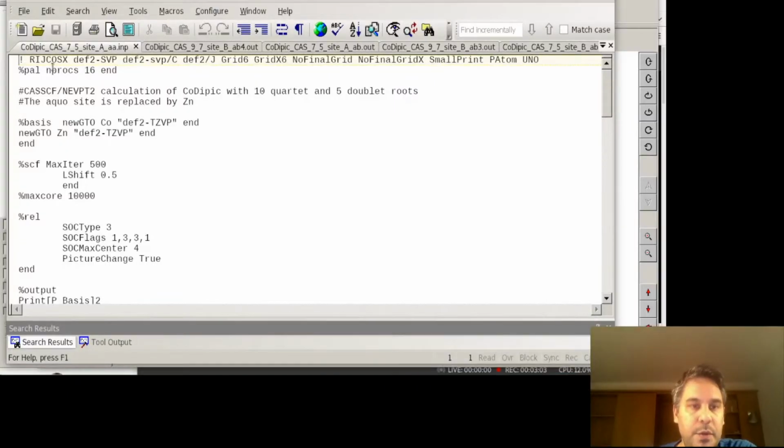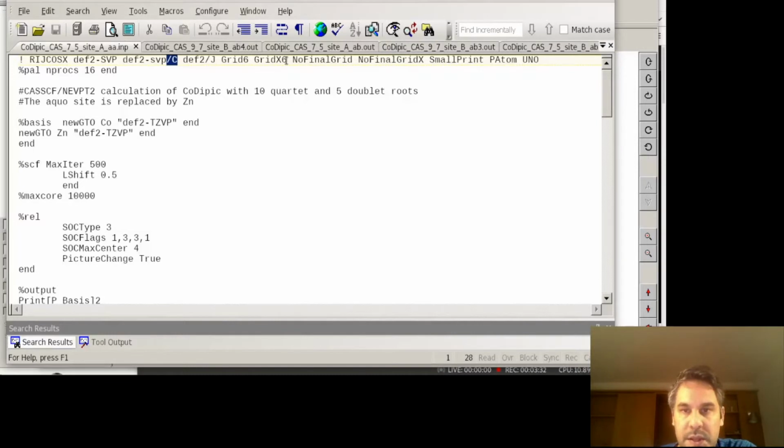So this is the input file for CASSCF. I am using def2-SVP on all atoms, but I'm using def2-TZVP on cobalt and zinc. Then I'm using an auxiliary basis set def2/J on everything, and def2-SVP/C for the correlated calculations. This basis set is required by CASSCF and other types of calculations.